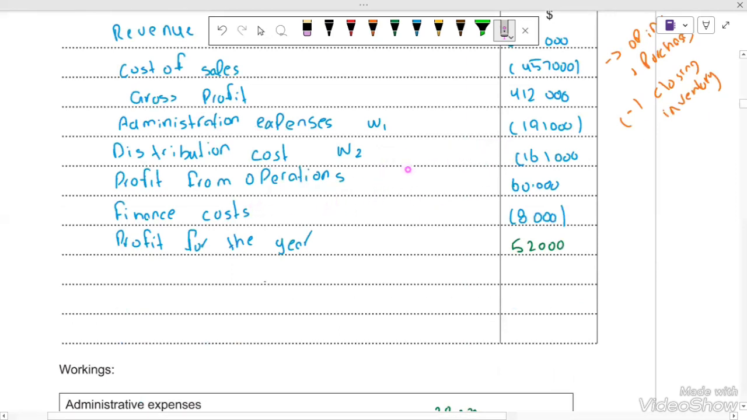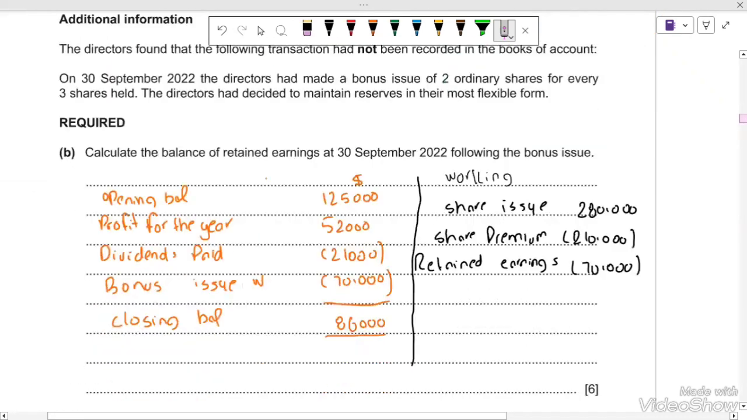Now we have to subtract the administration and distribution cost from the gross profit. So we have profit from operations, but we still have something else to deduct from it, and this is the finance cost, which is 8,000, written in the trial balance. After that, we finally have our profit for the year. So we are done with this part.